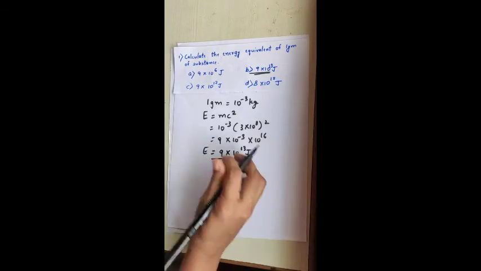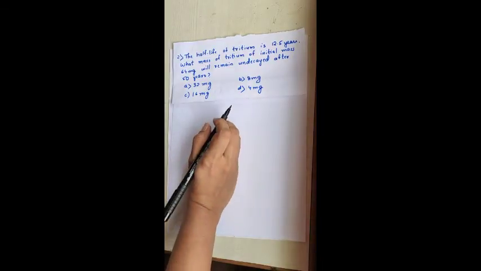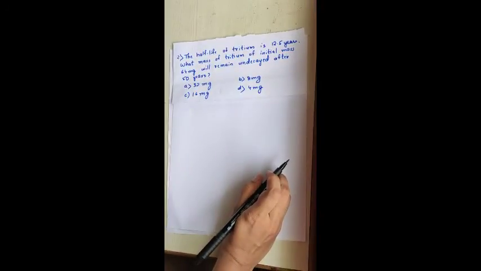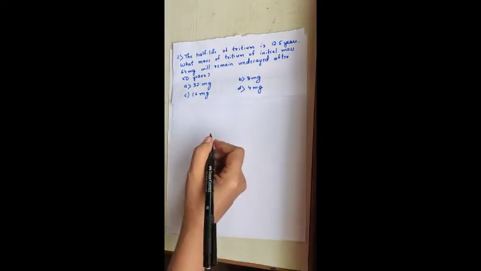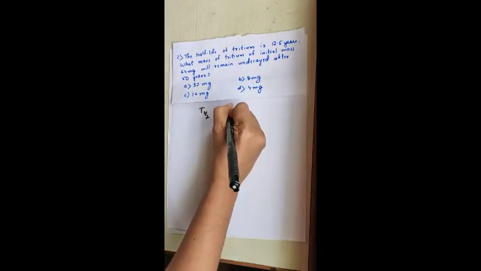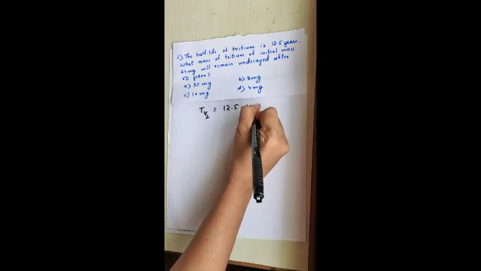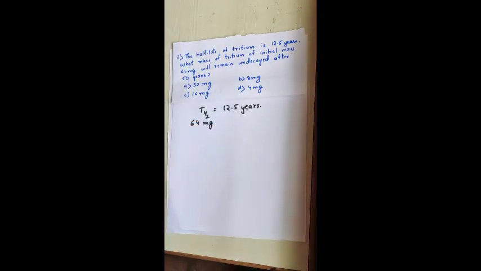Okay. So next question. The half-life of tritium is 12.5 years. What mass of tritium of initial mass 64 milligrams will remain undecayed after 50 years? So here there are two ways. One, you can find it orally. Here it is given T half is 12.5 years, and they have also given the initial mass, which is 64 milligrams.